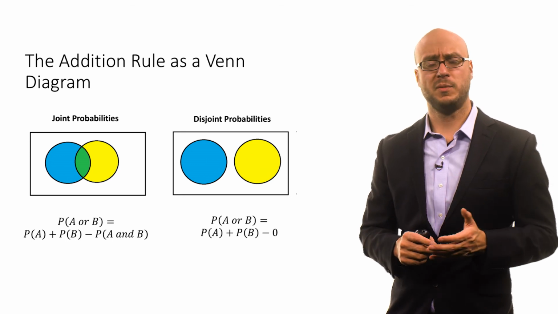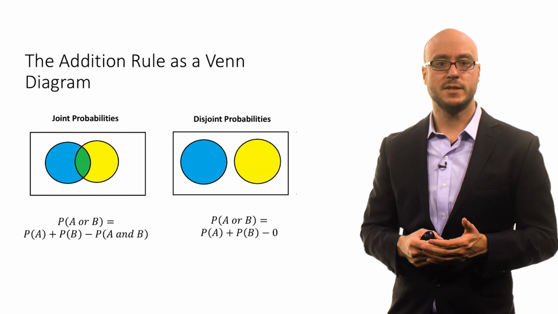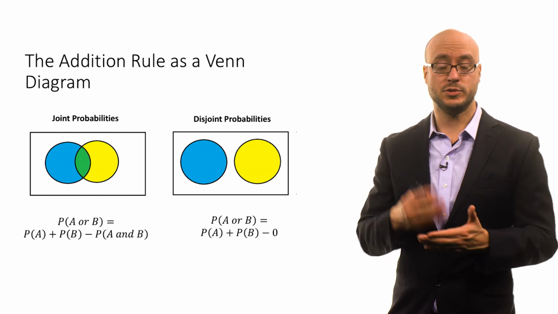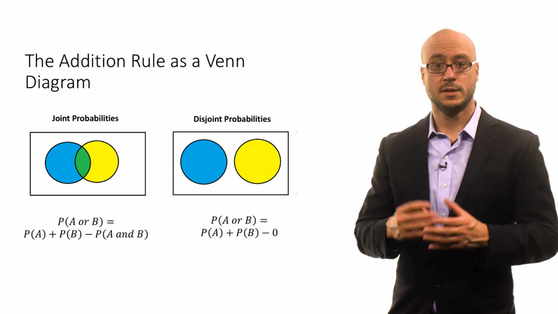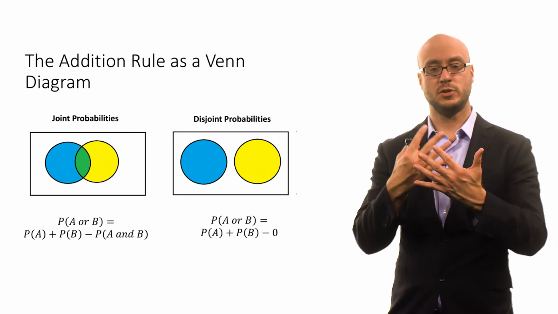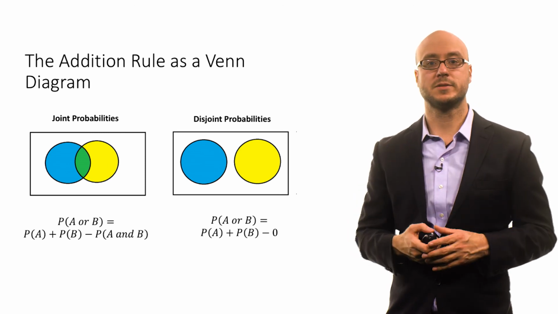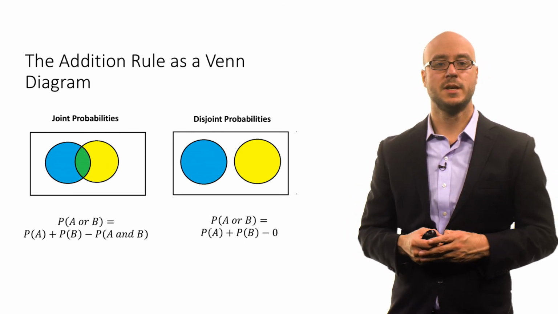But what's the probability of being in London and having a pint of Guinness at a pub? Well, that's probably a joint probability. Those can occur at the same time. We can visualize this in terms of two overlapping circles on a Venn diagram for a joint probability and two non-overlapping circles for disjoint probabilities.